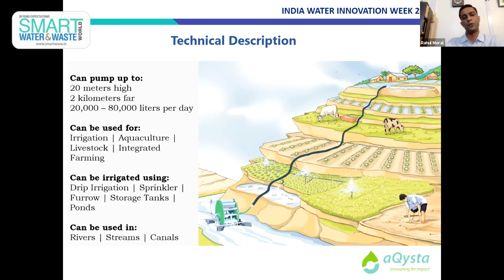So it can pump up to a distance of 2 kilometers or up to 20 meters high. Depending on the flow rate of the river, the output is anywhere between 20,000 to 80,000 liters per day. It has multiple uses. It can be used for irrigation, aquaculture, livestock farming, integrated farming, and can be used with smart water management techniques like drip irrigation systems, sprinkler systems, furrow irrigation. It's also compatible with modern storage tanks and storage ponds. And like I said, it can be used in rivers, streams, and canals. Next slide, please.